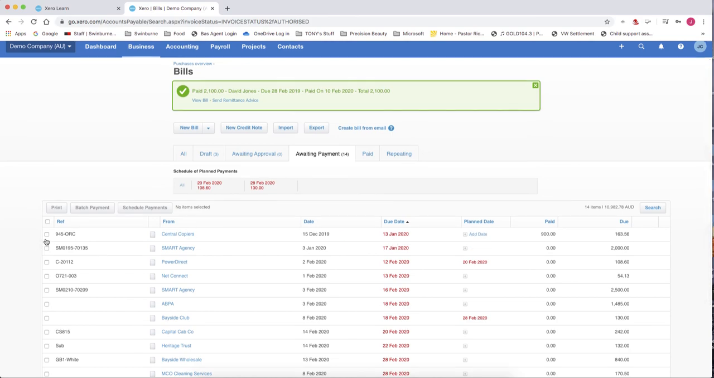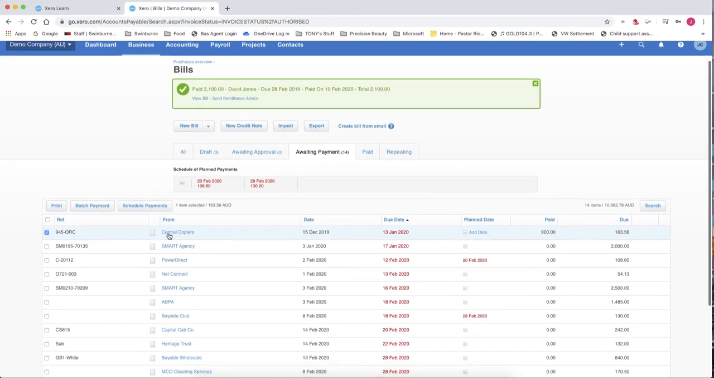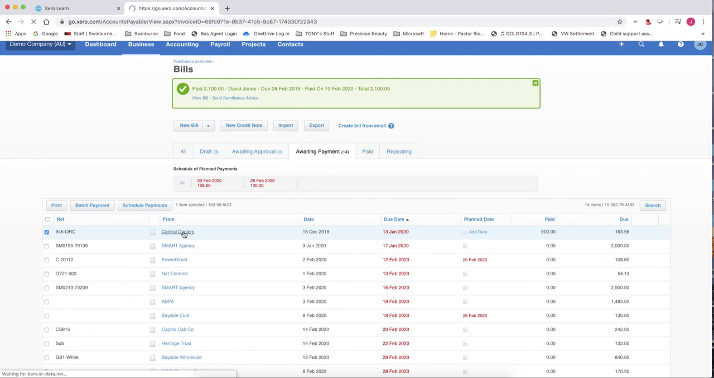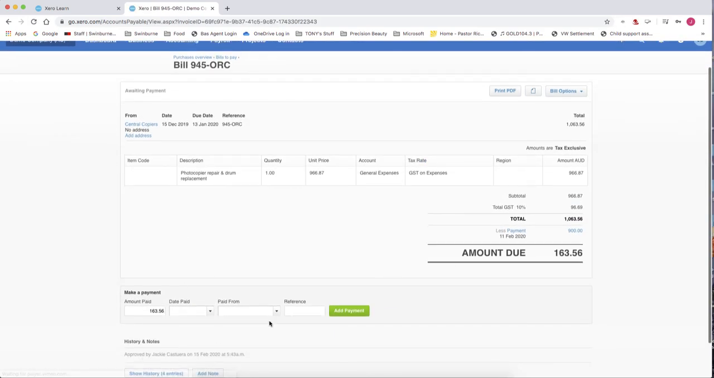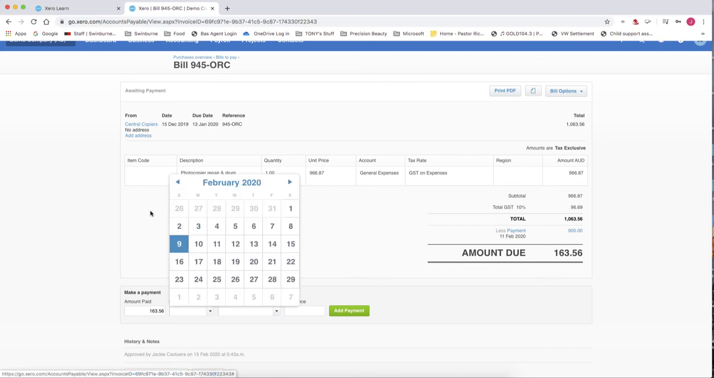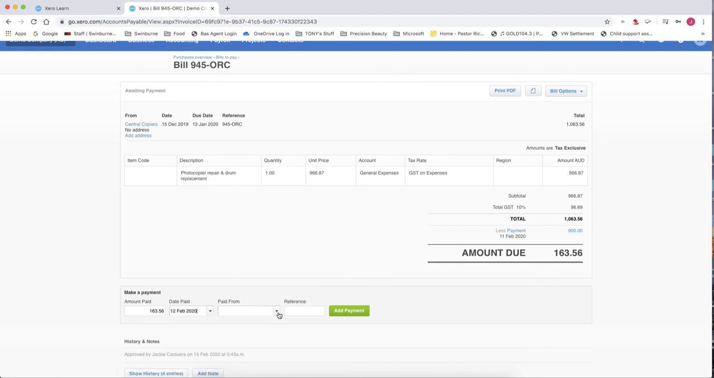We've got one here due on the 13th of Jan. Select the invoice, then click on the name, paying the full amount, 163. I can select the date this way if I want, 12th of February, paid from the bank account, and the reference, we can see the invoice number up here. If we've got that, it's a good idea to put that down here. So 945-ORC, and then we've added the payment to the system.